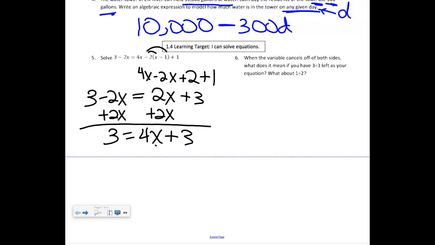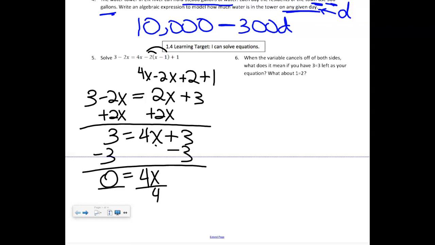Since I moved my x over here, I have to take away this 3 on this side. I now have 0 equals 4x. And so then my last step, I'm just going to divide by 4. 0 divided by 4 is going to give us x equals 0. From here, if you wanted to, you could certainly check. On your test, I might suggest that, so you know you're right. But that problem is done. So reminder, you're simplifying, getting your x's on their own, and then solving.